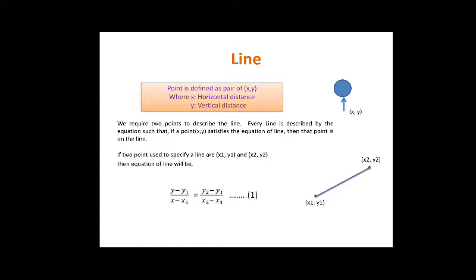Then every line is described by an equation. There is an equation of a circle, an equation of a line, an equation of a parabola, an equation of a hyperbola. In the same way we use the line equation throughout computer graphics. Whenever I say a particular point lies on that line, that point should satisfy the equation of the line. I am considering here the two endpoints, x1 y1 and x2 y2.